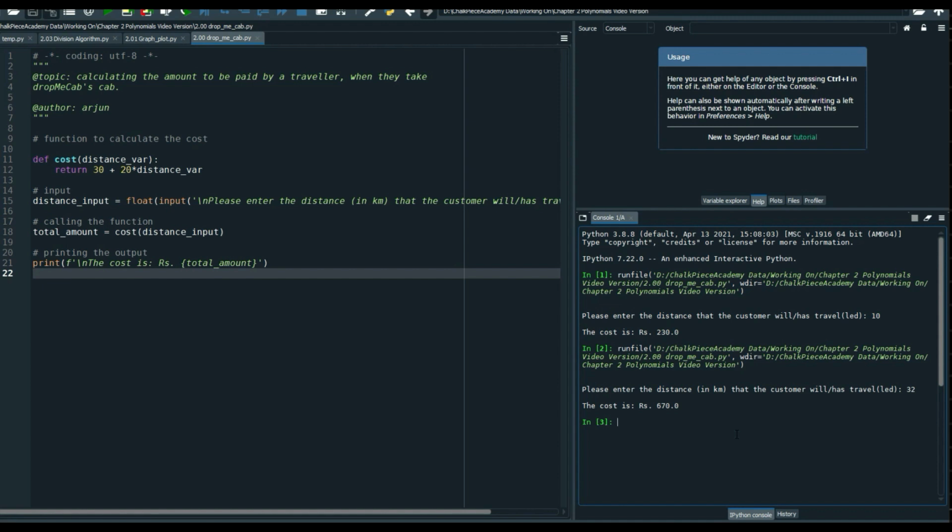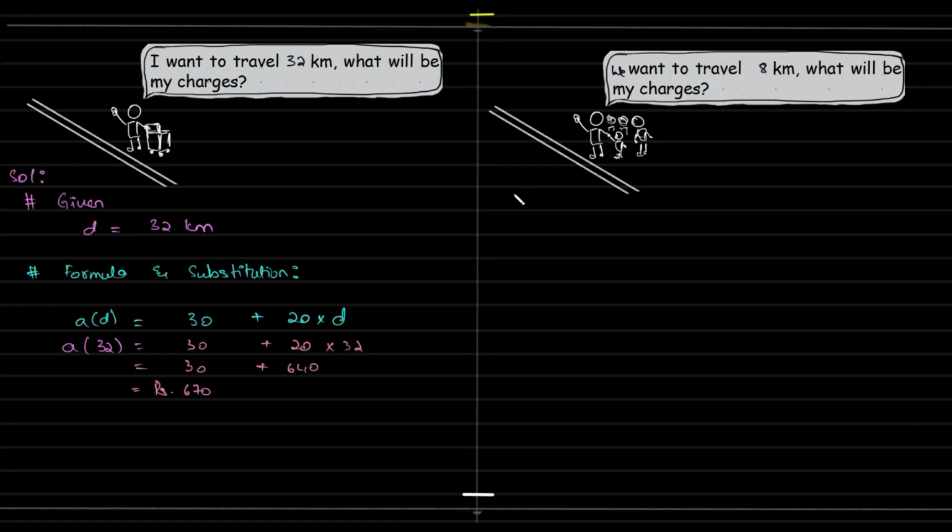Is it not? Right? So we have one more scenario. Solution. It's given that we want to travel 8 kilometers. So there are a bunch of people, a lady with her kid, and looks like grandpa or grandma, and 2 more people. So they want to travel a distance of 8 kilometers.